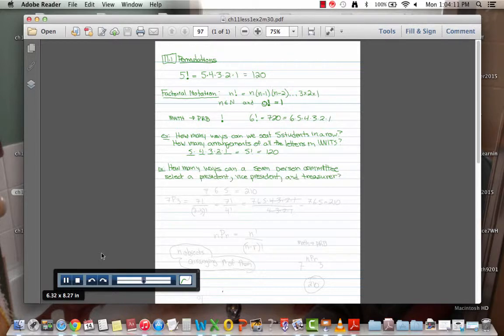So the next question we've got: how many ways can a 7-person committee select a president, a vice president, and a treasurer? We're given no reason to assume any one of these 7 people can't be the president, vice president, or treasurer. So one way to do this, again, would be to say, I've got 3 spaces to fill. 7 people could go into that first space, leaving me 6 for the next space, leaving me 5 for the next. So 7 times 6 times 5 equals 210 ways that those positions can be filled.